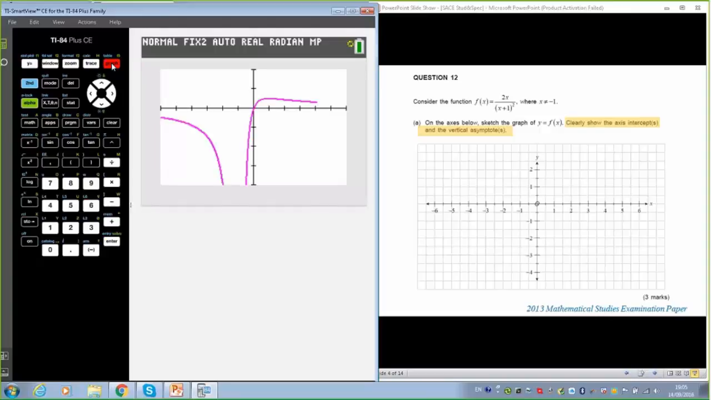And there we go. So obviously the students have got to draw that. There's 3 marks available for that. It does say in the question that they've got to clearly show the axes intercepts and the vertical asymptote. Well, there's a massive clue here, but the students can see that there is a value coming down here, so you'd expect them to put a dotted line in there.